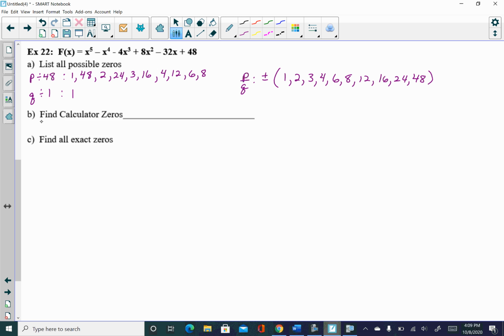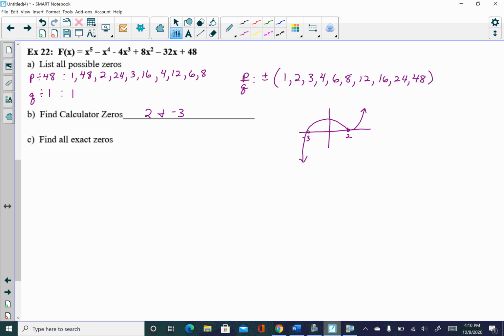Okay. Part B wants you to find your calculator zeros. Whenever you graph this in your calculator, the only two zeros you're going to be able to find are 2 and negative 3. I'm going to draw a rough sketch of what you see in your calculator, and it might be good for you to pause the video. It's crossing here at -3, and here's our +2. The graph looks something like this.